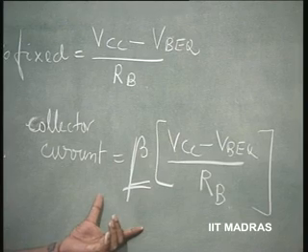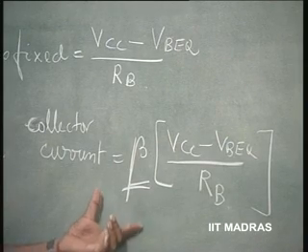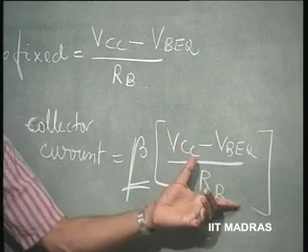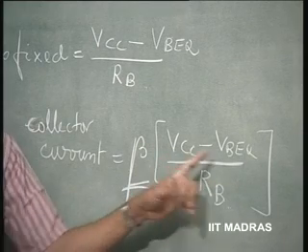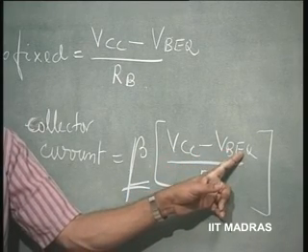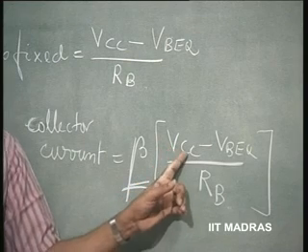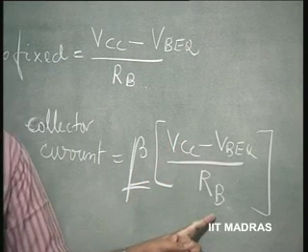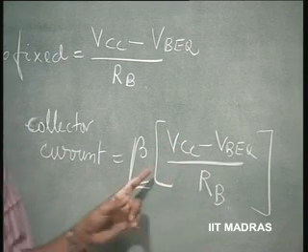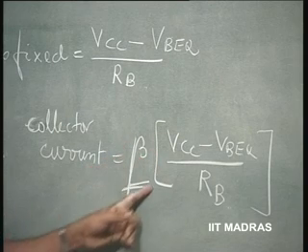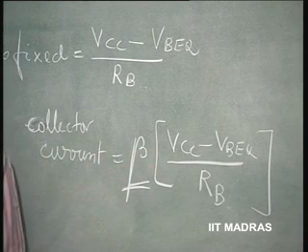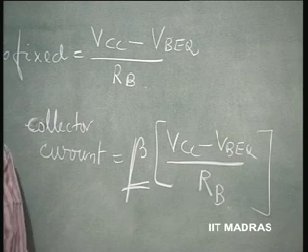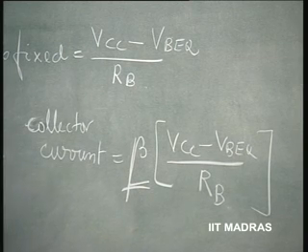So, this is not a very good way of biasing. We have desensitized as far as IB variation is concerned. IB is made very constant because VBEQ is small compared to VCC. So, this is VCC by RB itself, approximately, but still this is sensitive to beta variation. So, this is not a good way of biasing, even though this is a way of biasing.